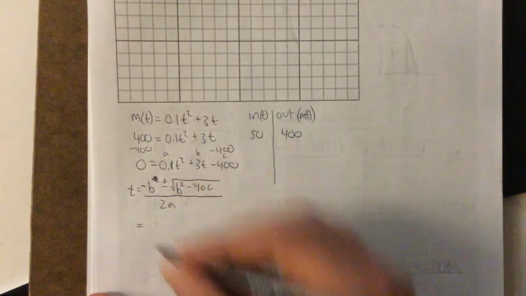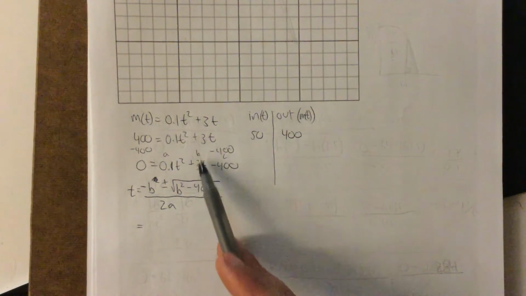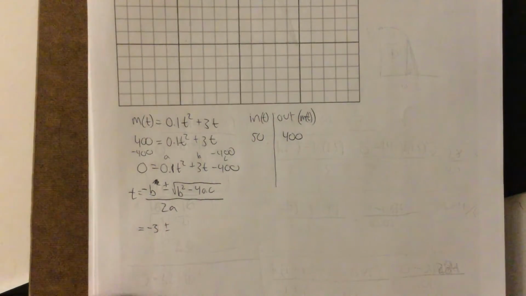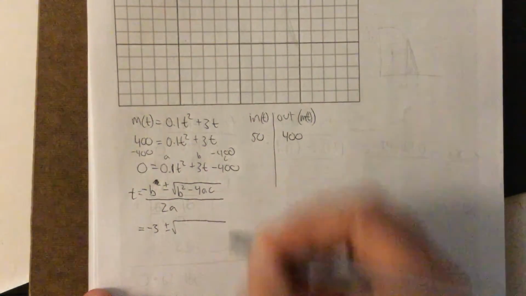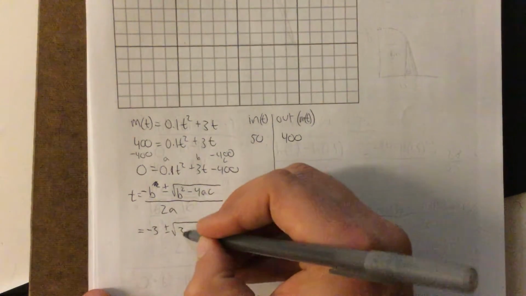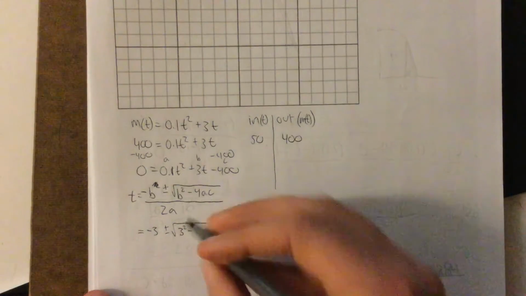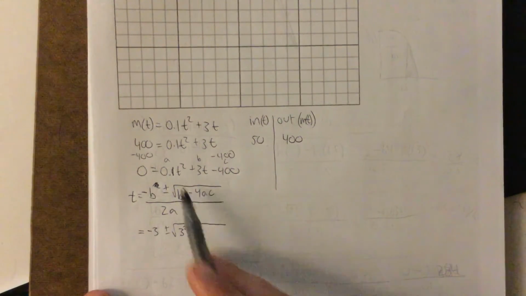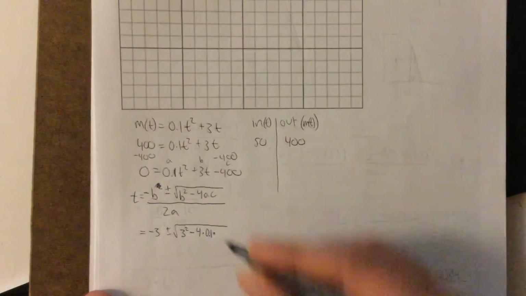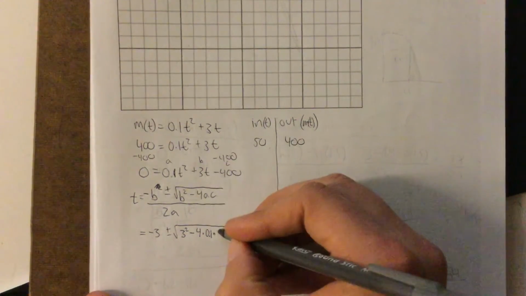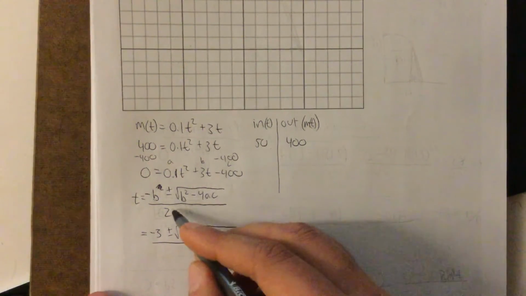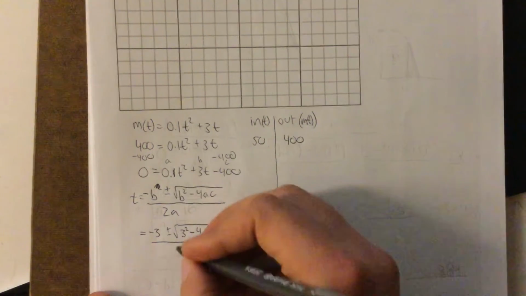We're going to say t is equal to negative b, where b is 3, so negative 3, plus or minus the square root of 3 squared, minus 4 times a, which is 0.1, times c, which is negative 400, all over 2 times 0.1.